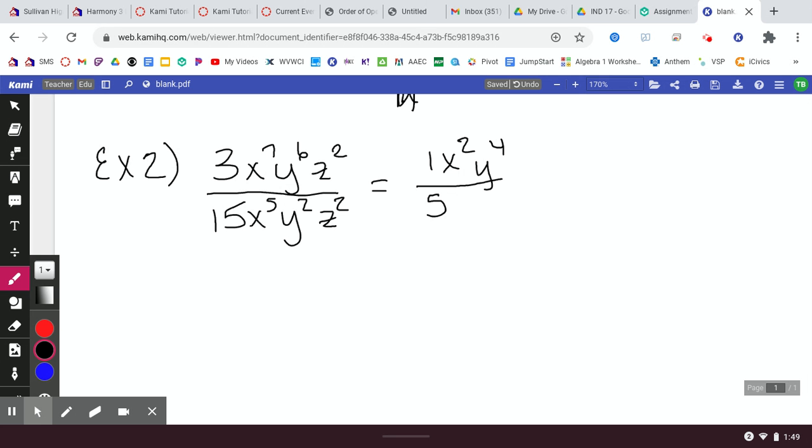And where do I have more z's? They're equal. What's z squared over z squared equal? 1, right? Because if you subtract the exponents, you get 2 minus 2 is 0. What's anything to the 0 power? It's a 1. So I don't have any z's in my answer. That's my answer.